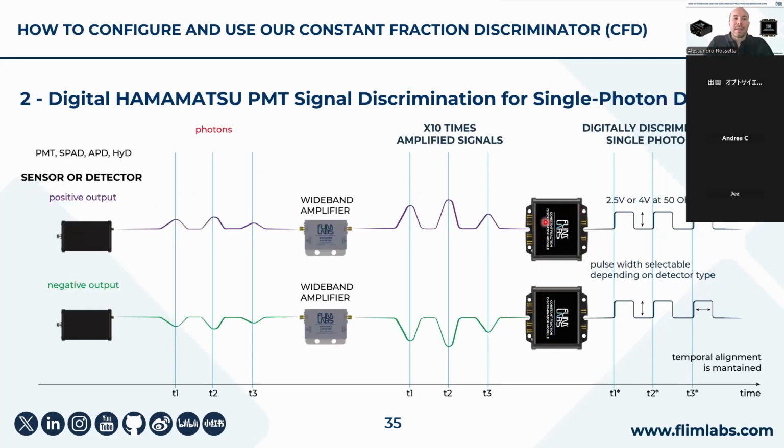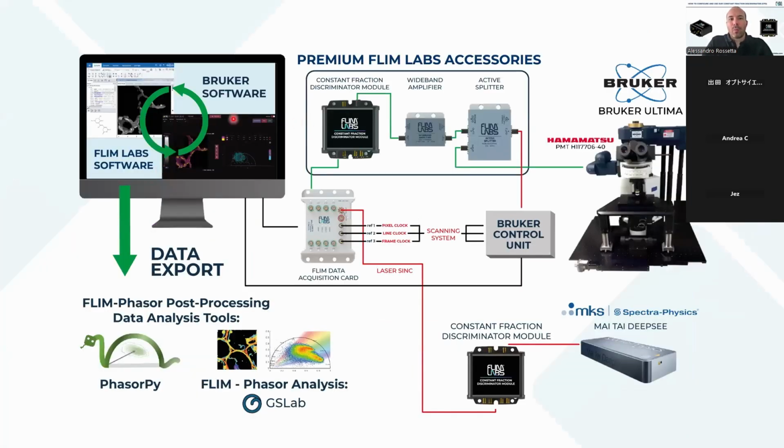And then the second application that it's worth mentioning is the constant fraction discrimination of a signal coming from a sensor or detector, most likely a photomultiplier. Why I'm saying so? Because one of the most used applications the constant fraction discriminator can be used for is to take the signal from a photomultiplier tube and transform it into a digital version so that, for example, a time tagger or our time tagger can directly process it.